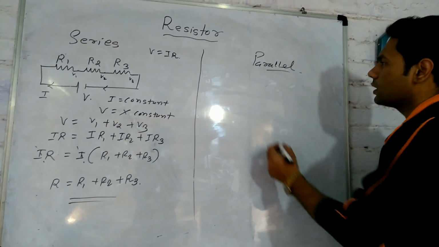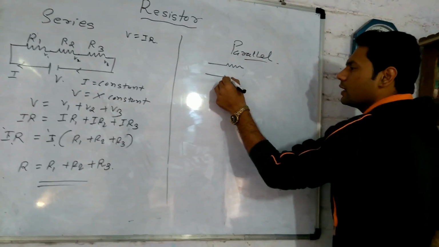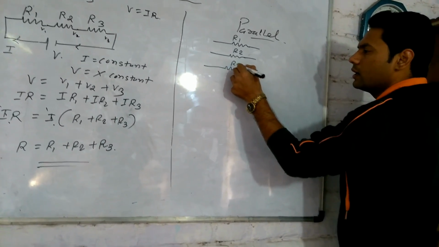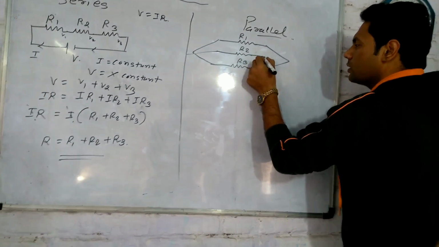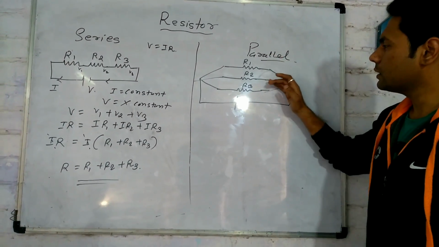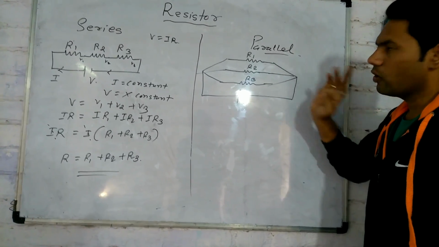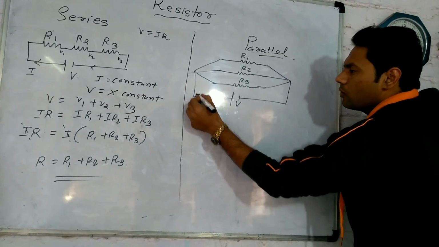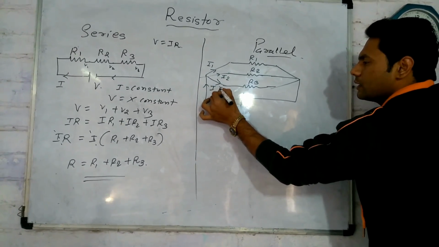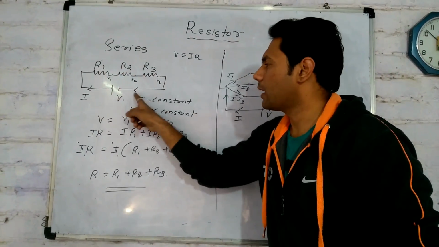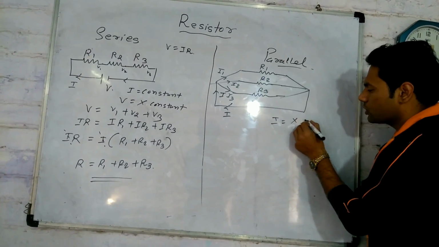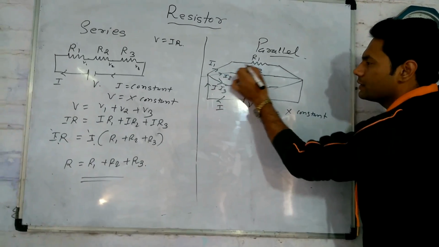Now in parallel, first arrange resistors in a parallel electrical circuit. We can say it is in parallel R1, R2 and R3. Now draw a simple electrical circuit. It is a voltage. Here it is a simple electrical circuit for parallel resistors. Here if current is I, from here to here the path changes. Here it is I1, it is I2, it is I3. But in series there is only one path, but here there are three paths. So I is not constant, but here voltage is constant.